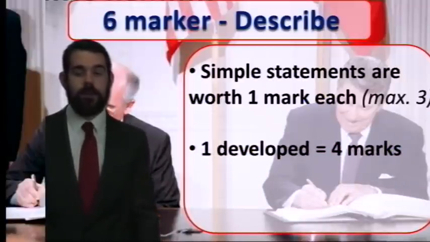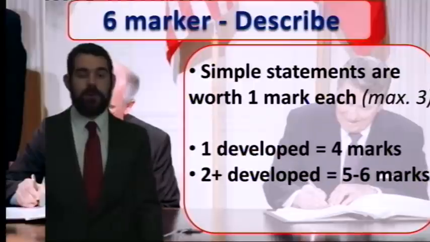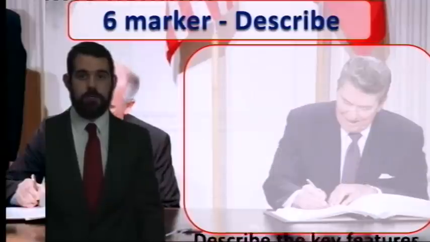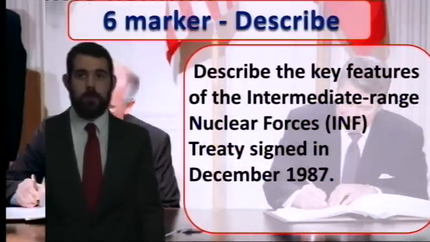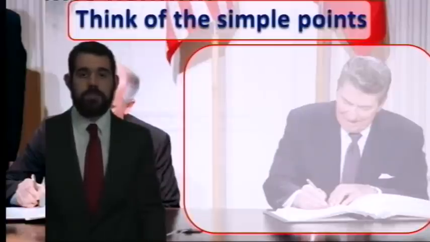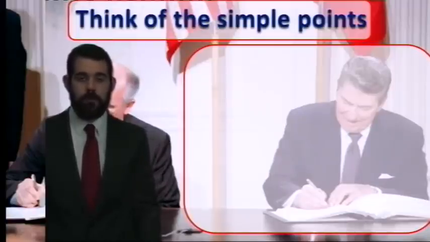If you have 1 developed reason, it's 4. 2 or more developed statements is 5 or 6. So there's no point doing more than 2. You're wasting your time. So 2 developed statements. Start off, here we go, describe the key features of the INF Treaty. I'm going to think of simple points for that question.